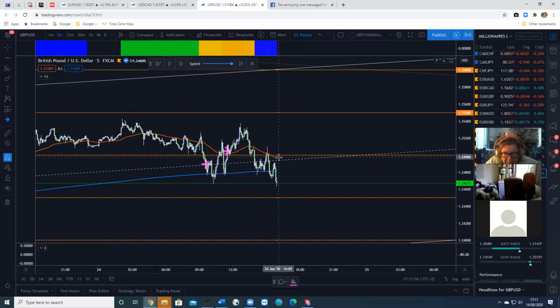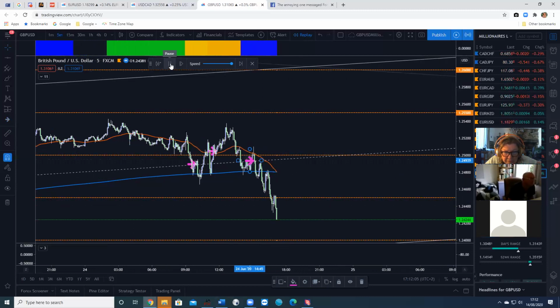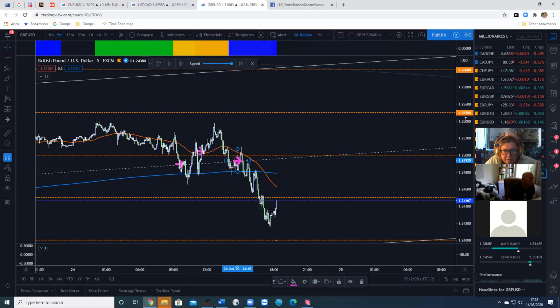The 62 coming out of that price trap. So your entry is there. And let's see what that does. That is a very nice move down.